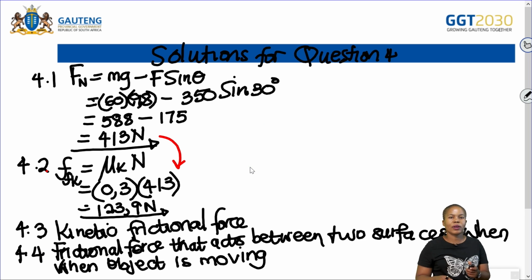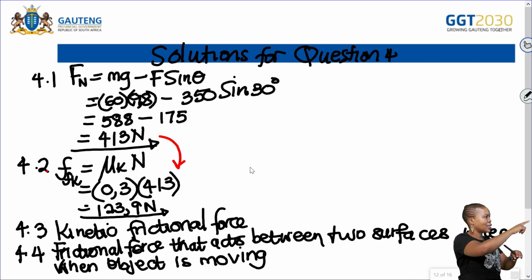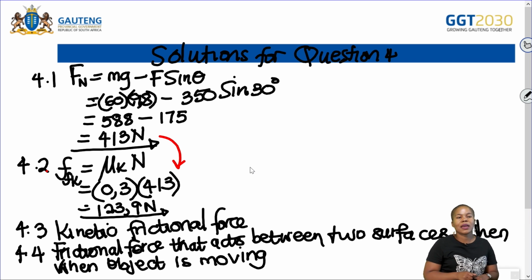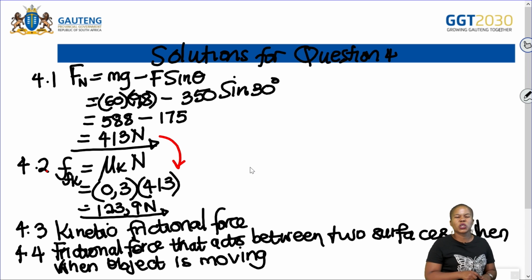Okay, so we already had a normal force, because now our formula for frictional force is saying Fk is equal to mu k N, and then 0,3 multiplied by 413, which we already calculated at the top, giving us a frictional force of 129. What does this say? It says that the frictional force is smaller than the applied force. Hence, the boy is able to move.